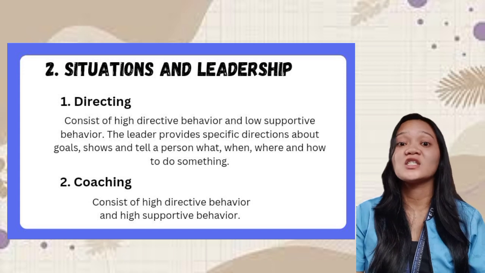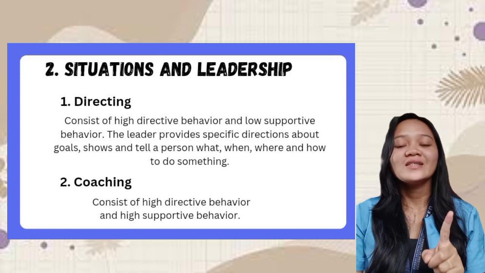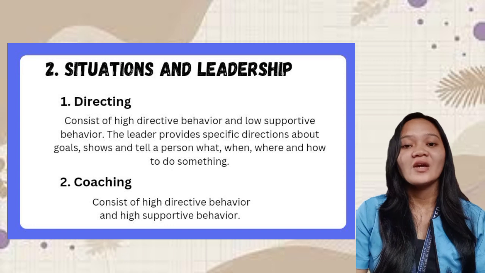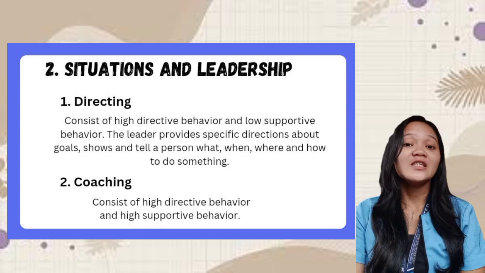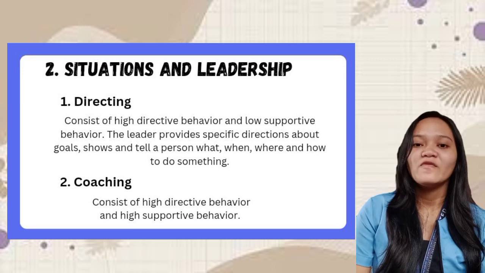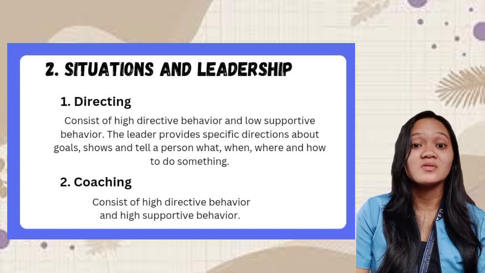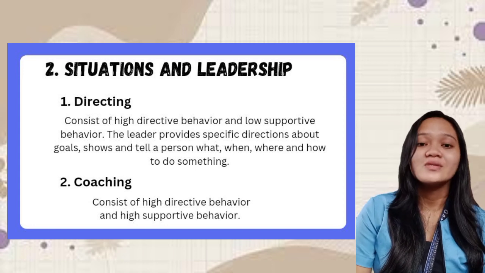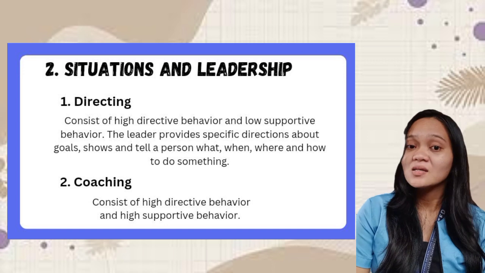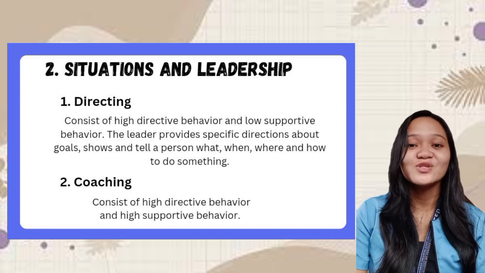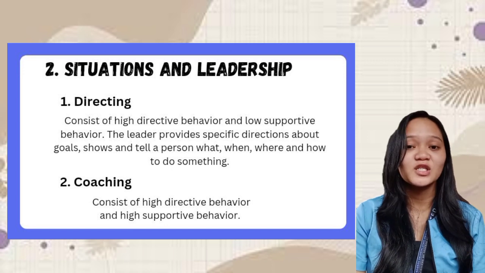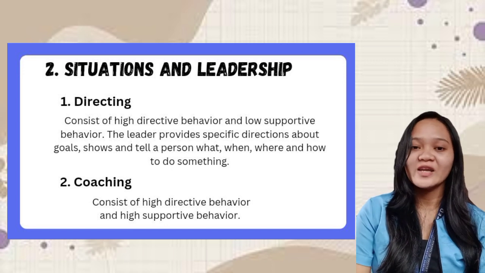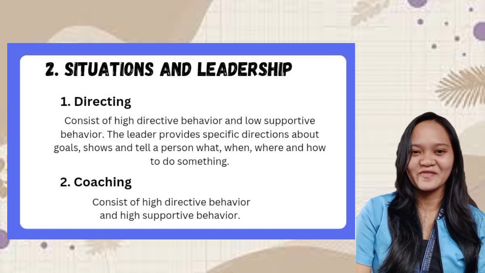This theory has four styles. The first style is directing. Directing consists of high directive behavior and low supportive behavior. This means that the leader provides specific directions about the goals. The leader shows and tells a person what, when, where, and how to do something. And then the leader closely monitors the person's performance in order to provide frequent feedback.